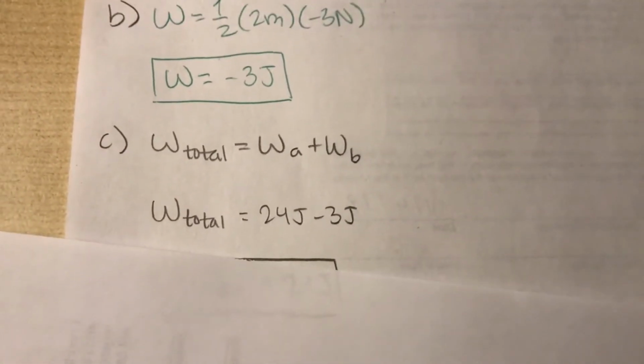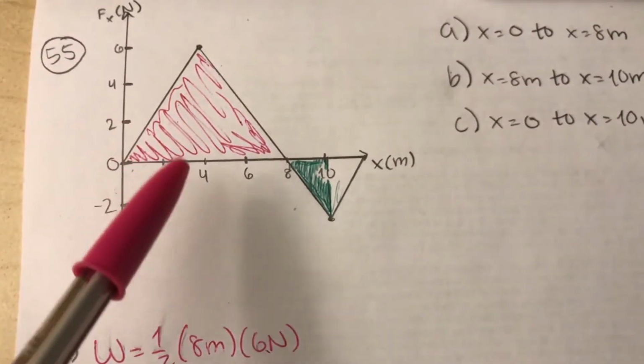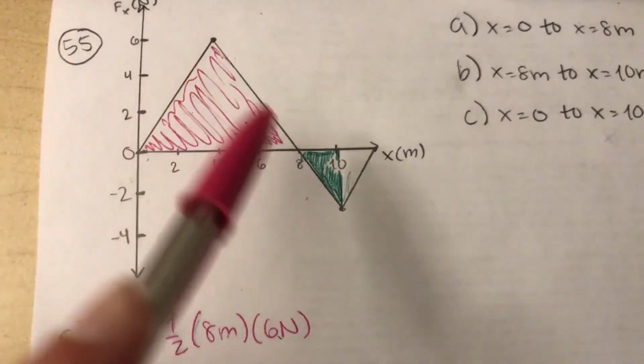And it's that simple. The most important part is to remember that you have to multiply by 1/2 because this is a triangle.